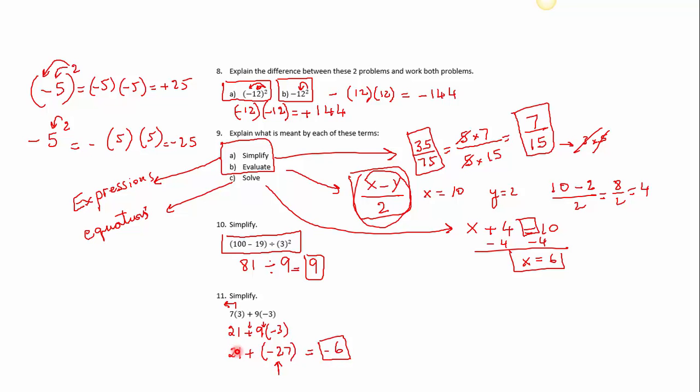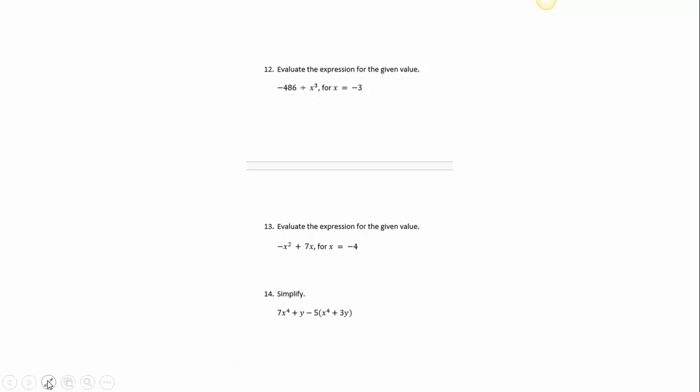Okay, let's go to the next question, and this is number 12. In number 12, we have to evaluate the expression for the given value. So negative 486 divided by, what is x? X equals negative 3.